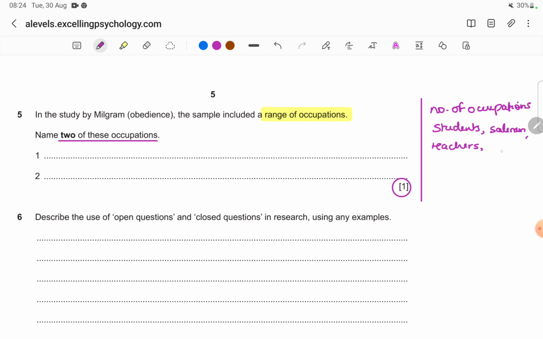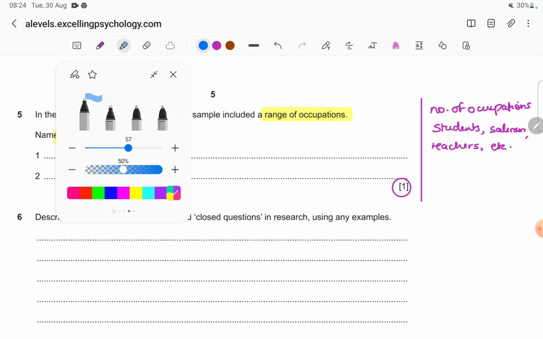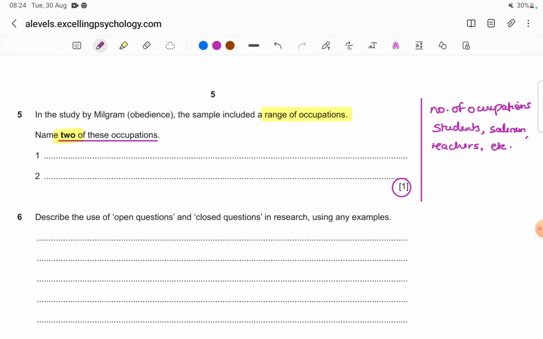They've asked us for 2. What we need to do here is specify exactly 2. Don't exceed that. Sometimes students get excited if they know of more, and they just want to show off that they know more. Don't do that. Just stick to 2.